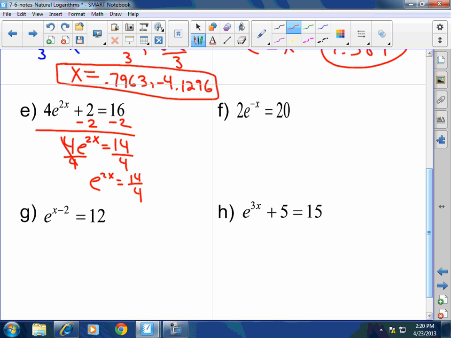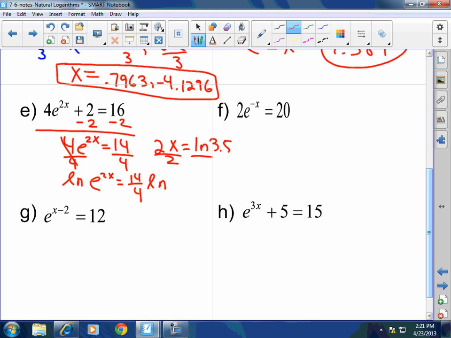Now, what do you think I can do to get rid of that e? No, I can't square root it, because by square rooting it, I don't get rid of the x there. You ln it. Yes. If I ln both sides, what's the ln of e going to become? Now remember, it cancels and it drops down to the exponent, right? So I'm going to have 2x equals ln of 14 over 4, or 3.5.